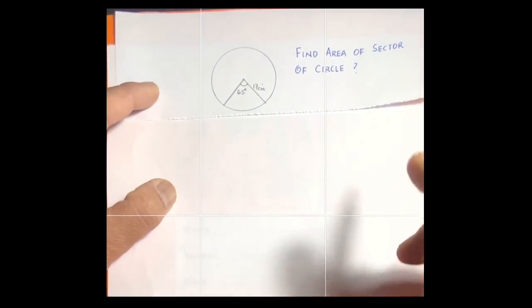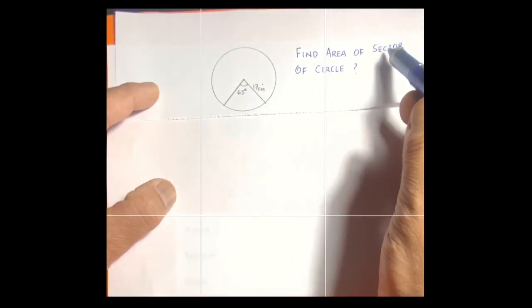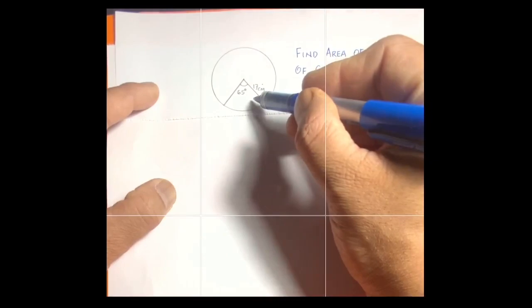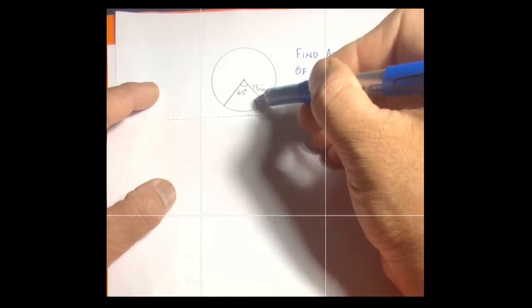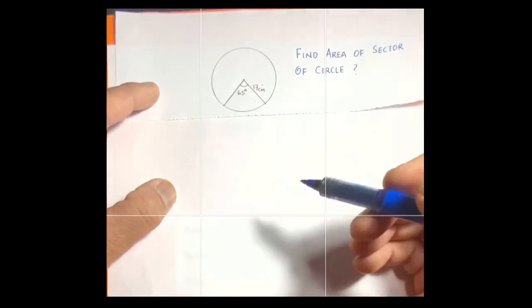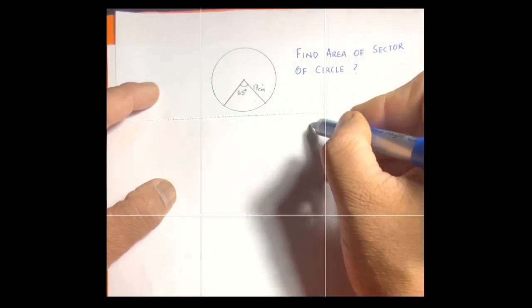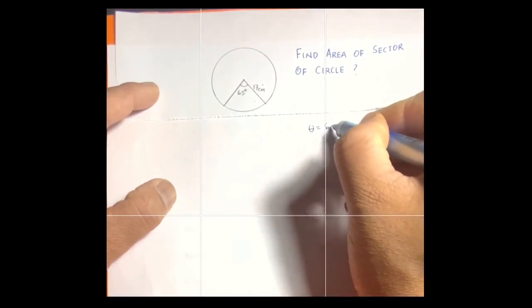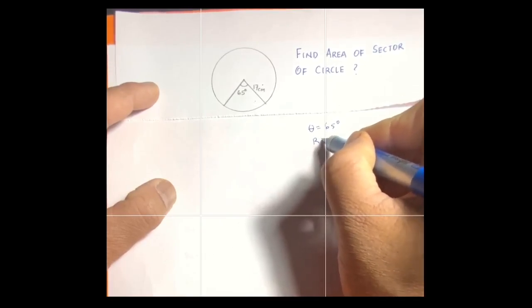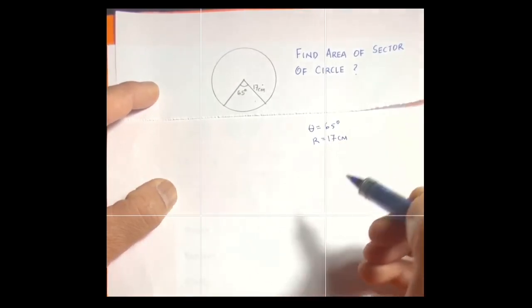So the question is, find the area of the sector of a circle. So we have to find out this area, this one, which is in this arc. So what is given? We have the angle, which is 65 degrees, and we have the radius, which is 17 centimeters.